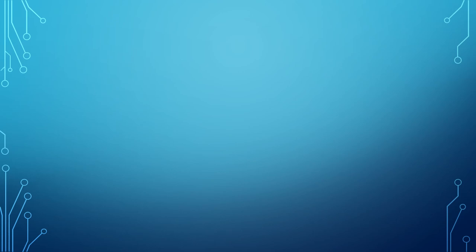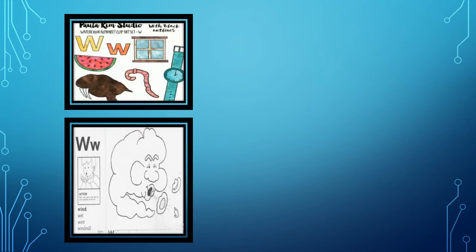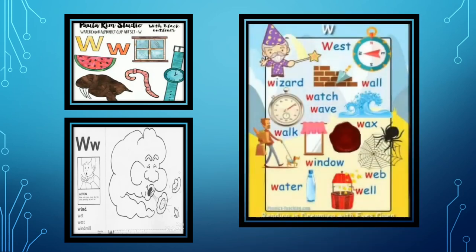The second letter from Group 5 is W, and the sound for letter W is W, W. The words with the sound W are west, wizard, wall, watch, wave, walk, wax, window, water, web, well. So the sound for letter W is W, W.